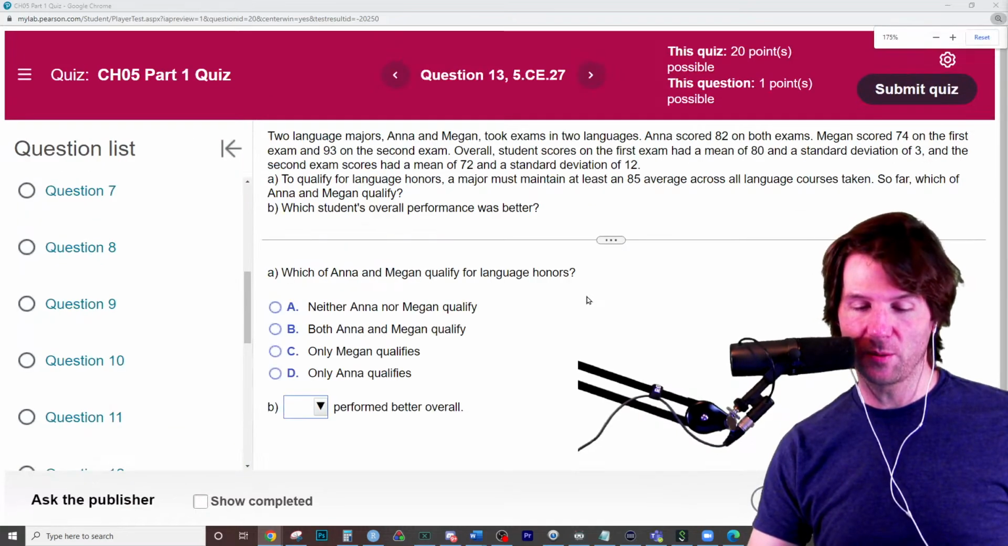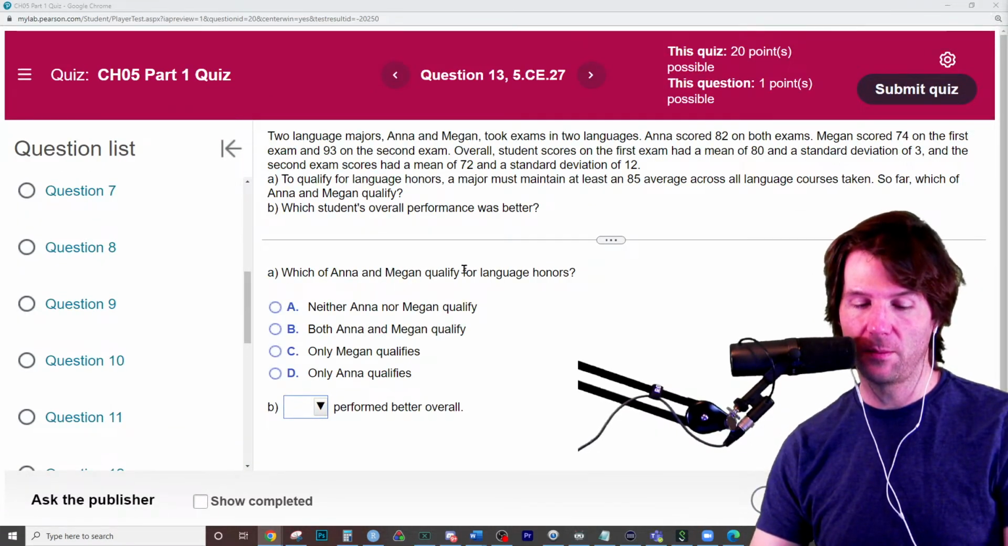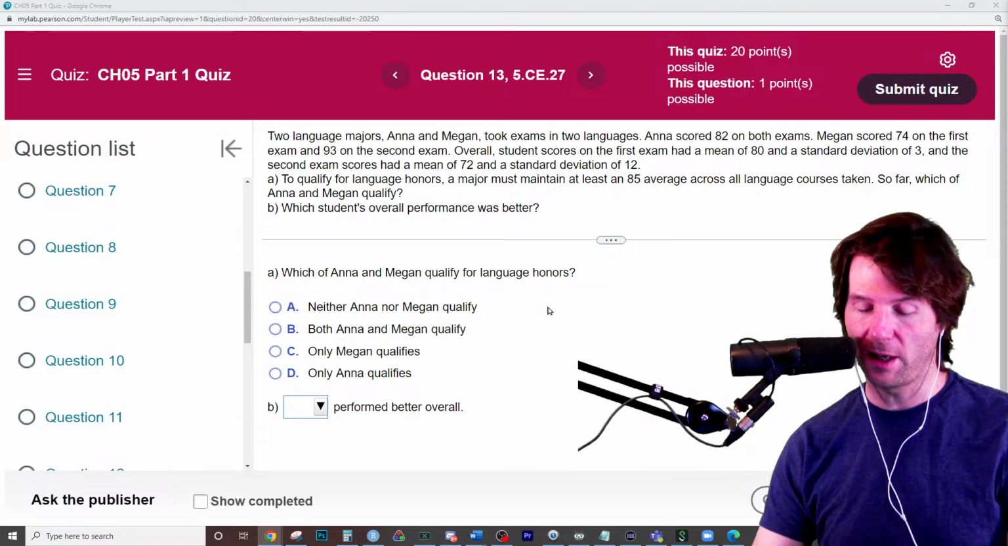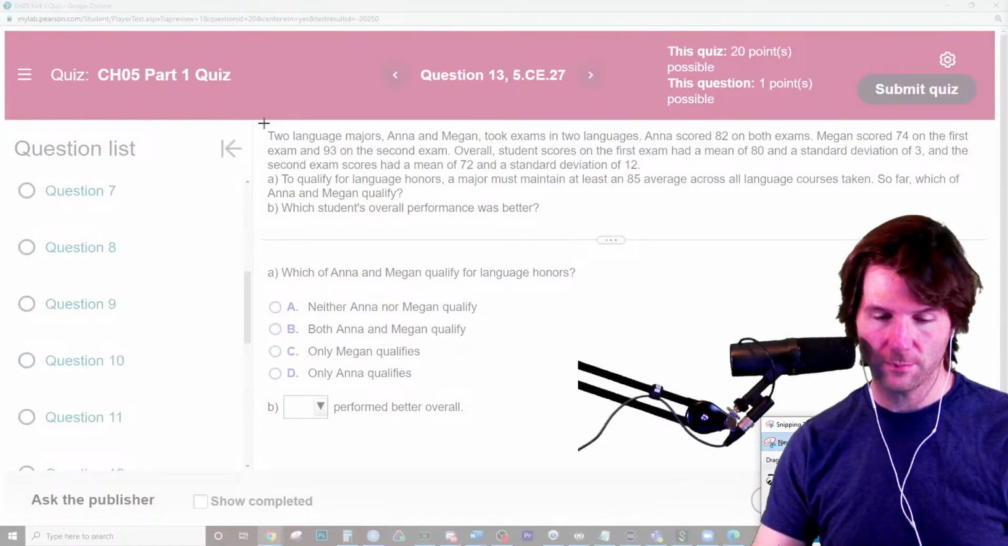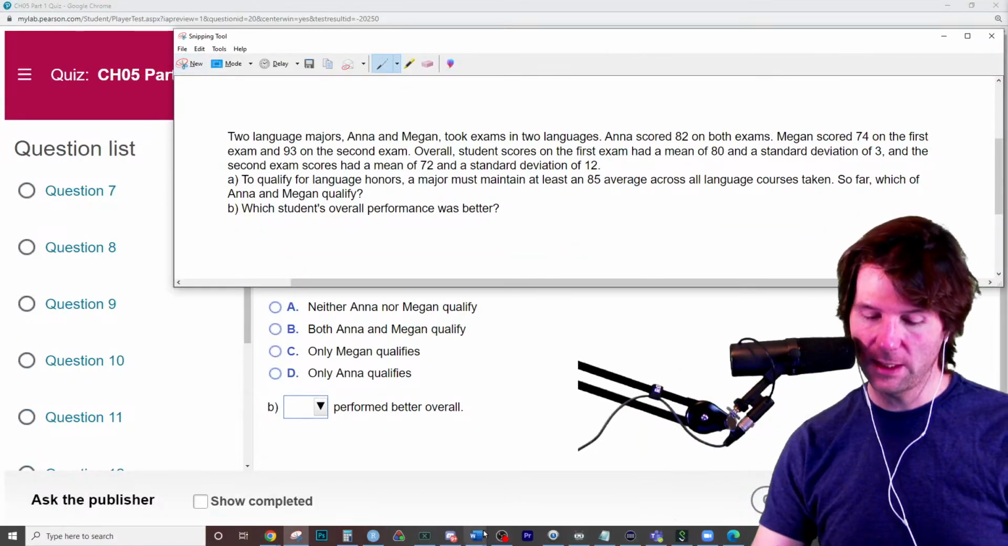So here we are with 2 language majors right here. Which of Anna and Megan qualify for language honors? So let's take a look. What is language honors?